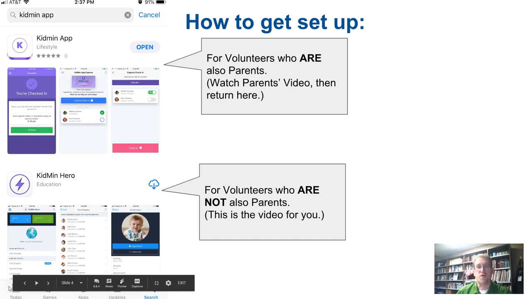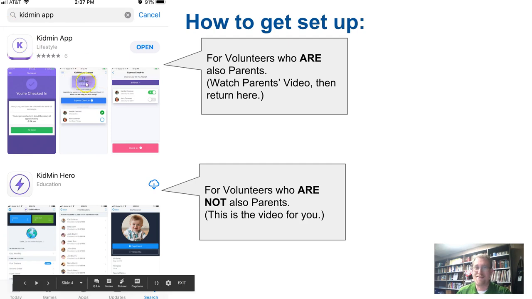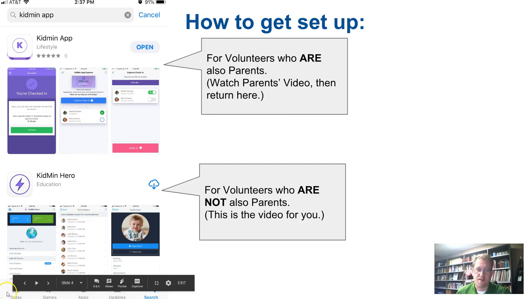Once you've created your account, you need to go to the App Store, whether it's the iOS App Store or the Android App Store, and download the appropriate Kidmin app for you. So if you are a parent and a volunteer, then the regular Kidmin app does it all. If you don't need the I'm a parent functionality, then all you need is Kidmin Hero. This is for volunteers only. This is a smaller piece of software. It does not have the tools to manage your own children. Okay, so this is fine if you don't have kids. This is necessary if you do. This video is going to focus on setting up this app. The parent video is focused on setting up the other.